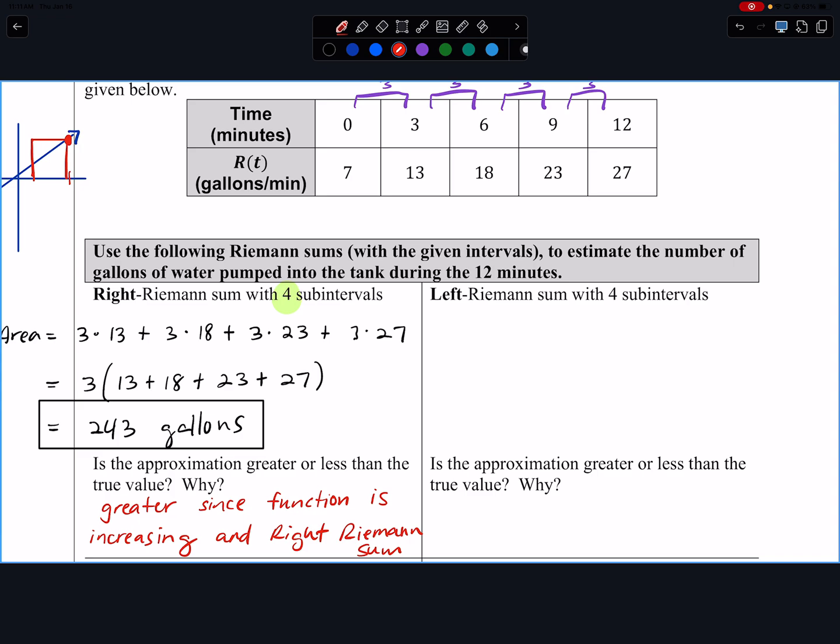Okay, so the area is going to equal 3 times 7 plus 3 times plus 3 times plus 3 times 23. Again, since you notice that they all have 3's, I would factor out the 3. Oh boy, 20 plus 18 is 38. 38 plus 23 is 61. 61 times 3 is 183.